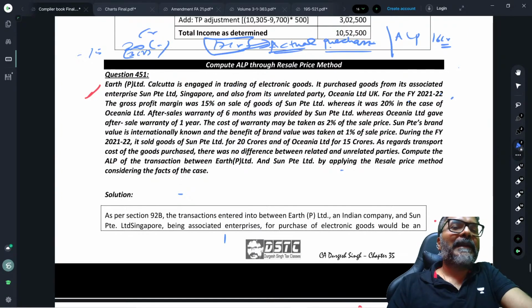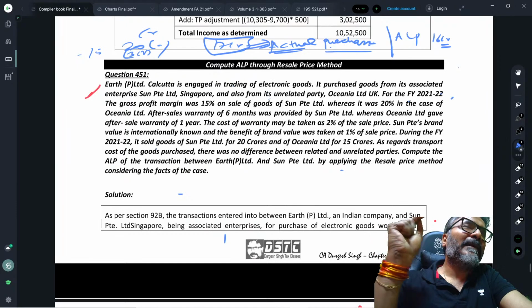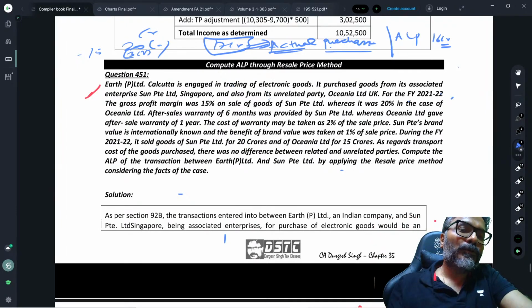Earth Private Limited, Calcutta, is engaged in trading of electronic goods. It purchased goods from its associated enterprise Sun Pte Limited, Singapore, and also from its unrelated party, Ocean Limited. So Sun is the associated enterprise of Earth. Ocean is the unrelated party of Earth.